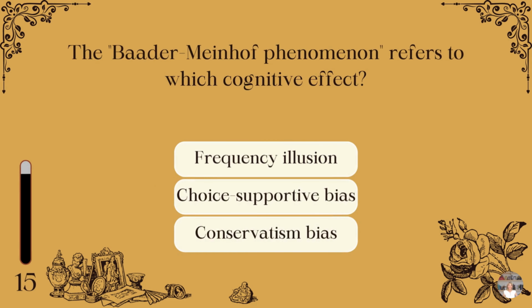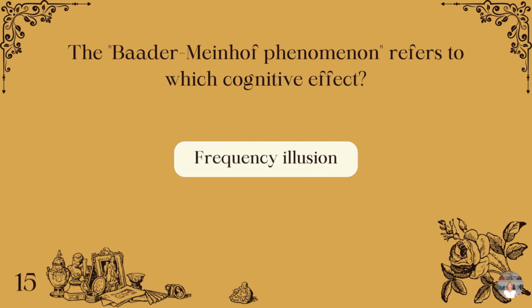The Baader-Meinhof phenomenon refers to which cognitive effect? Frequency illusion, choice-supportive bias, or conservatism bias? Frequency illusion.